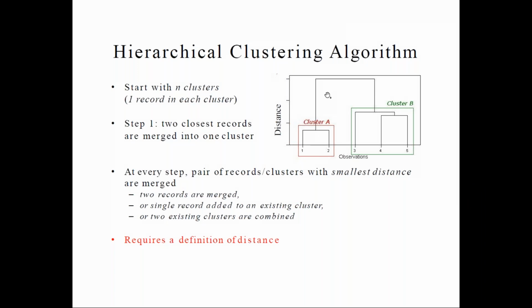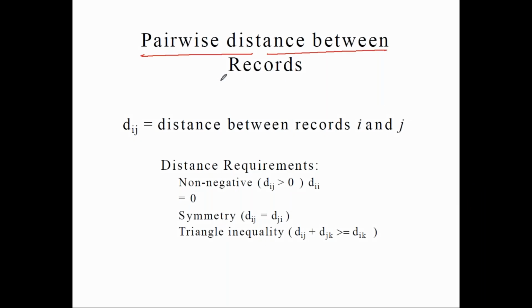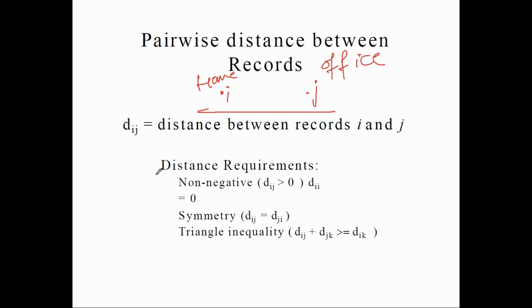Now, pairwise distance between records needs to be calculated like this. For example, there are two records, one is I and another one is J. So the distance between records I and J. For example, I'm going to take it as your home and your office. So the distance requirement is non-negative.